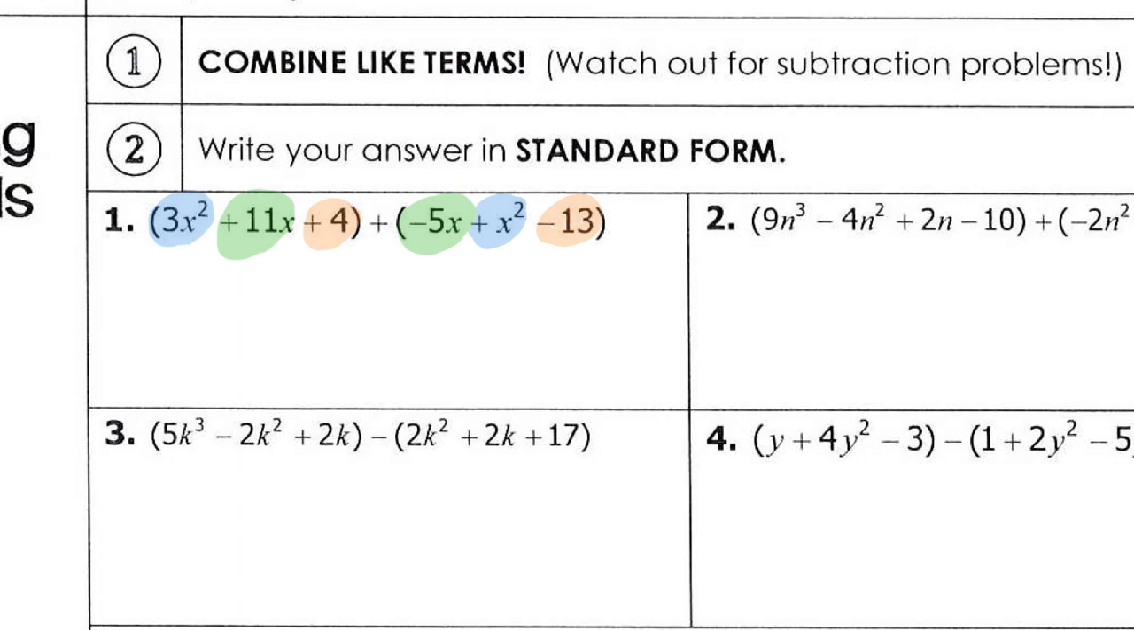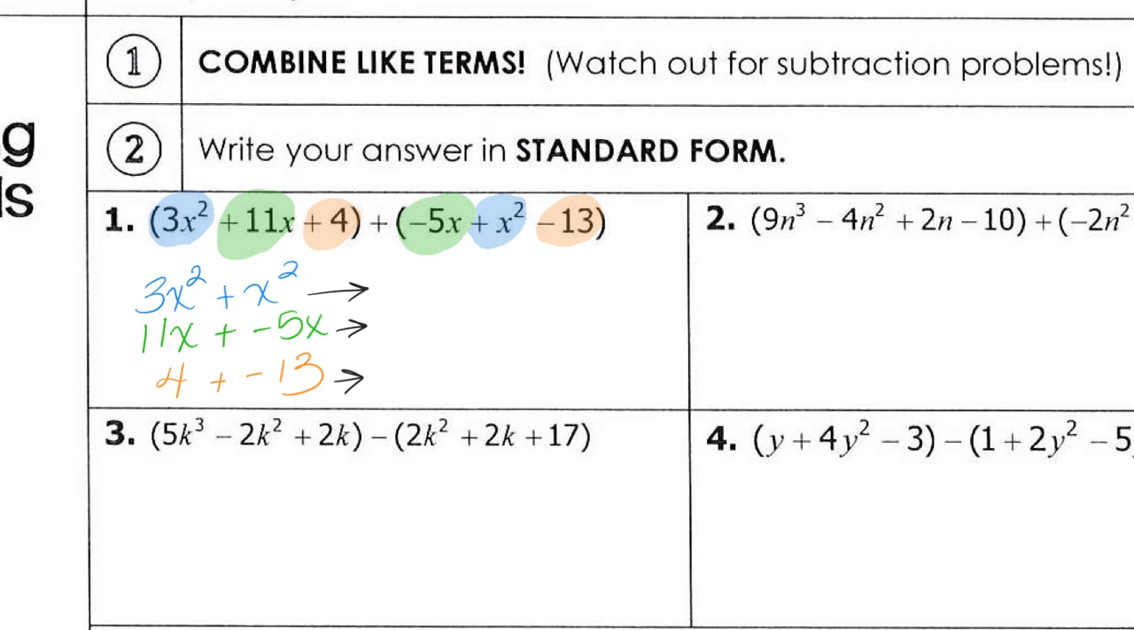So when I go to add them, I can kind of look at them separately and I can say, oh, I'm adding my blue terms together. So I can say 3x squared plus an x squared. I can look at my green terms, and my constant terms, 4 plus a negative 13. My like terms are the same color, and so I can see kind of visually what goes with what.